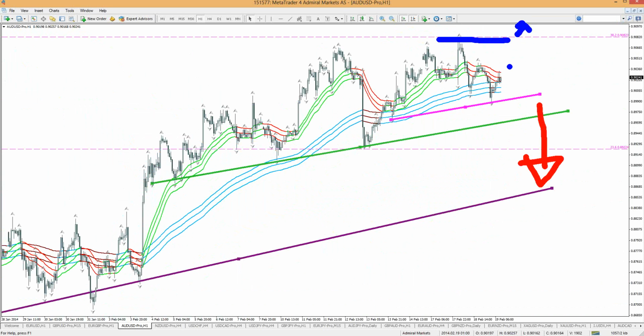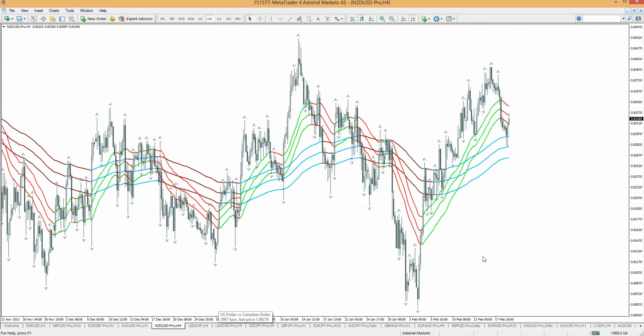All right. So let's take a look at some other currency pairs. This is the Aussie summary basically. Let's see, how about the Kiwi? Kiwi is still choppy.